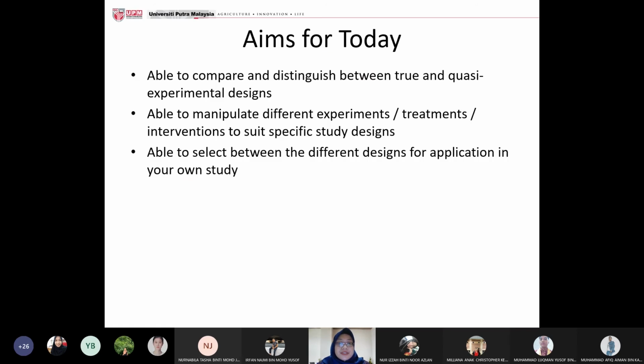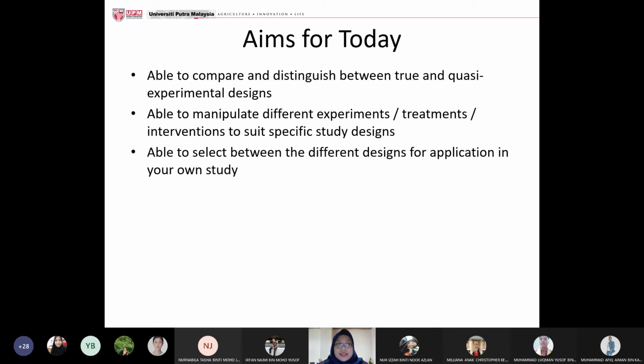So just a quick aim for today, what you guys should be able to do is to compare and distinguish between true and quasi-experimental designs, right? Because when people say experimental, it doesn't always mean experiments. Okay? It's not. It includes a lot of things actually.